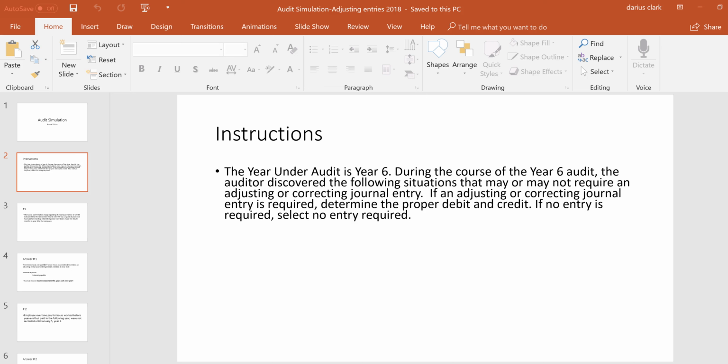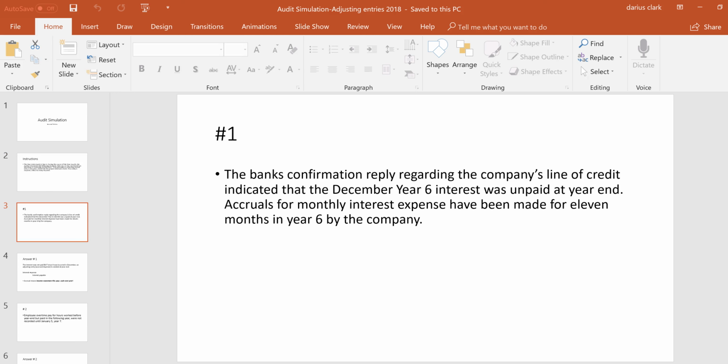Correcting entries, adjusting entries. If an adjusting or correcting journal entry is required, determine the debit or credit. If no entry is required, select no entry. All right, number 1. The bank's confirmation reply regarding the company's line of credit indicated that the December year 6 interest was unpaid at year end.